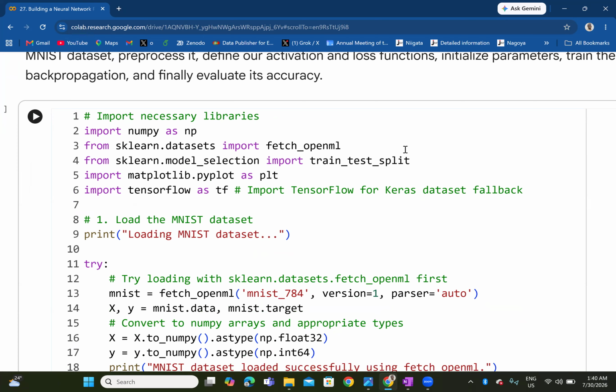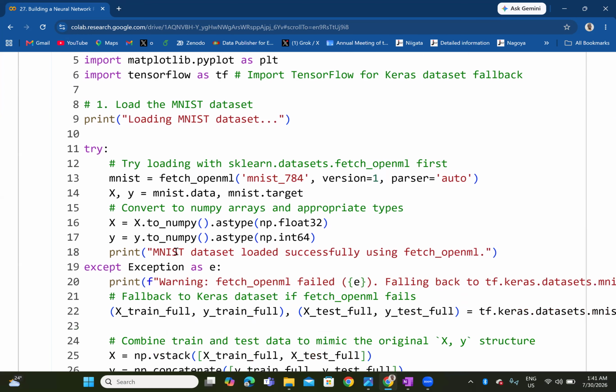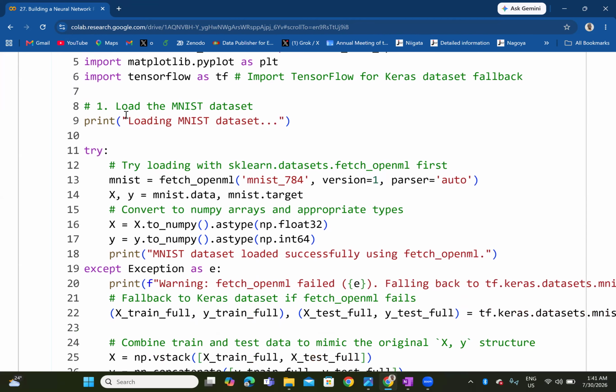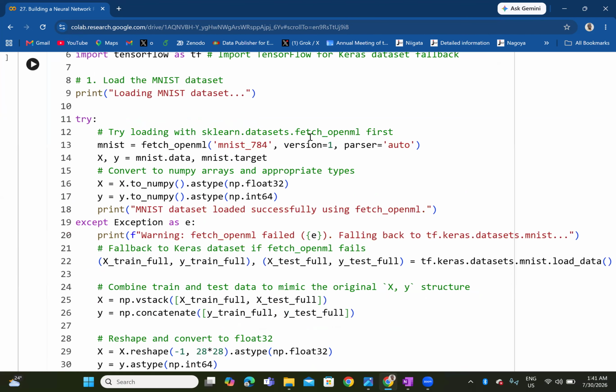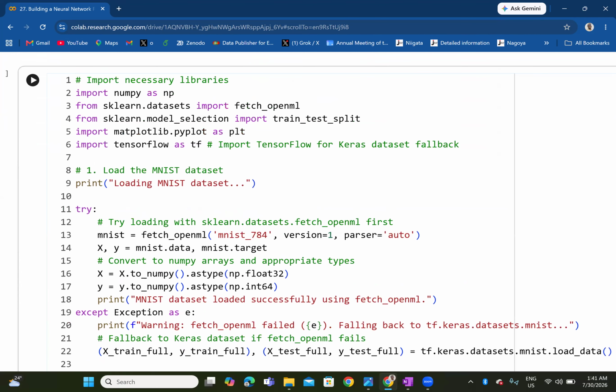That's where we take some part of the data for training, and then we take another part for testing. So, sklearn datasets. Here we fetch the OpenML dataset. For number one, you load the MNIST dataset. You can print "Loading MNIST dataset". We try loading with sklearn.datasets.fetch_openml. This is what is helping us to get the dataset.